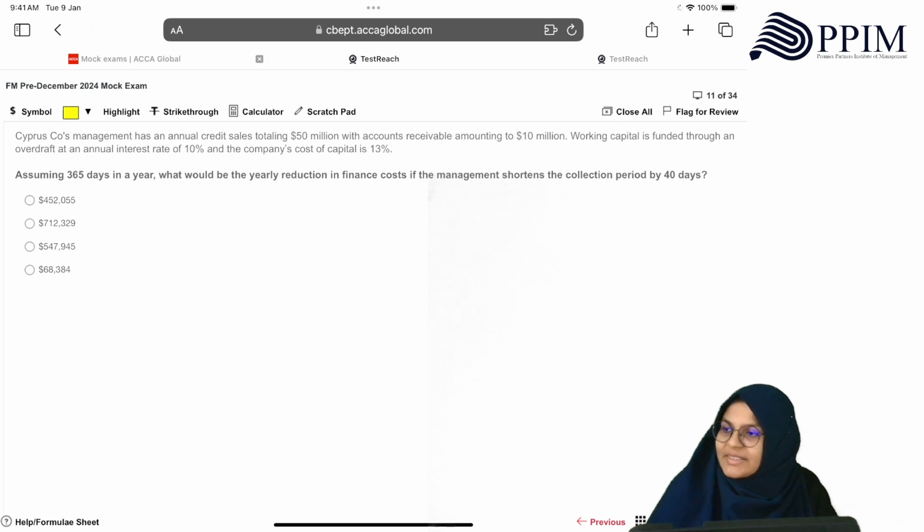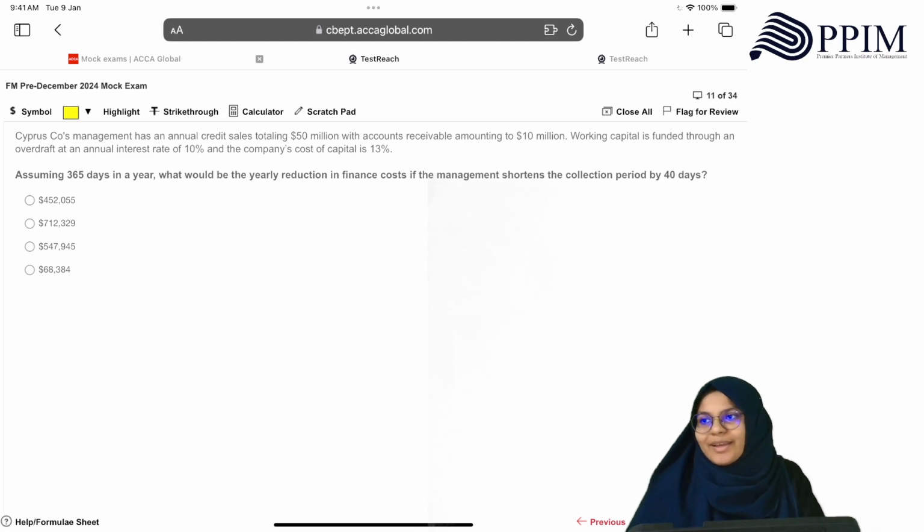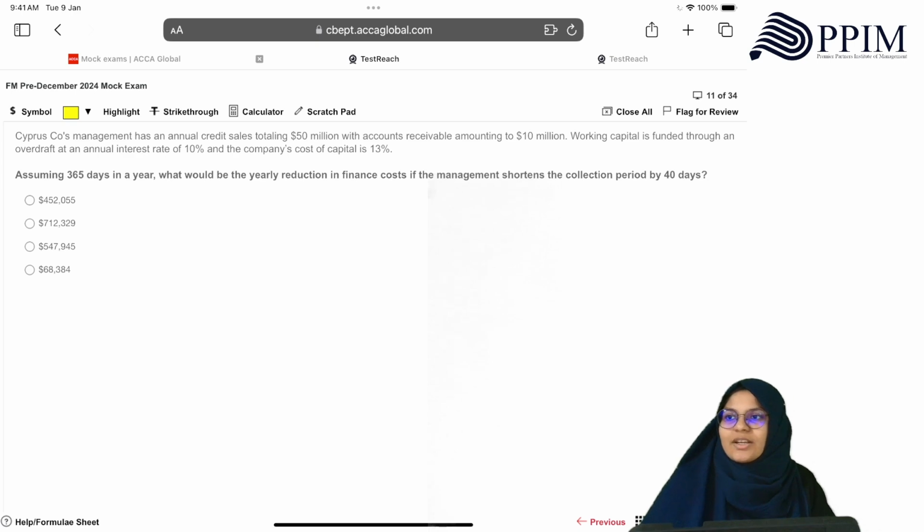There are about 5 steps. I gave you the steps. If you follow them, you should be able to get that reduction in finance cost. So this is not the benefit section, right? Benefit we are not doing here. This is the cost.